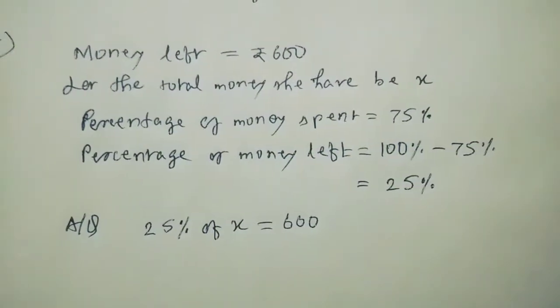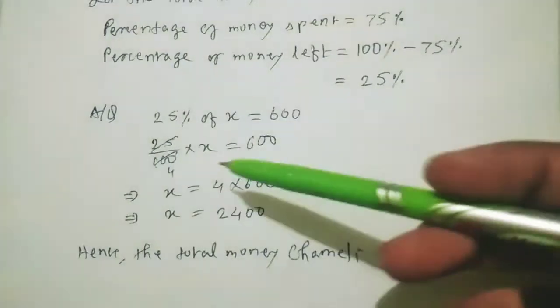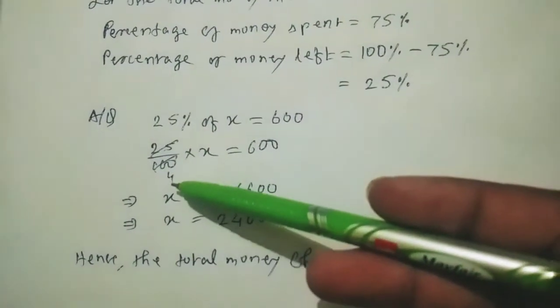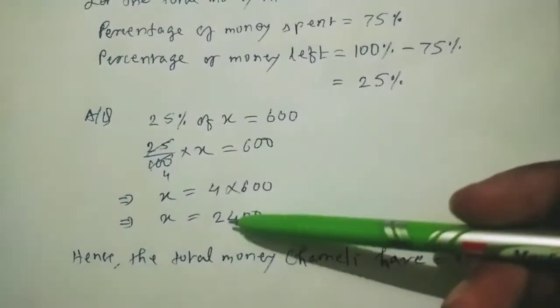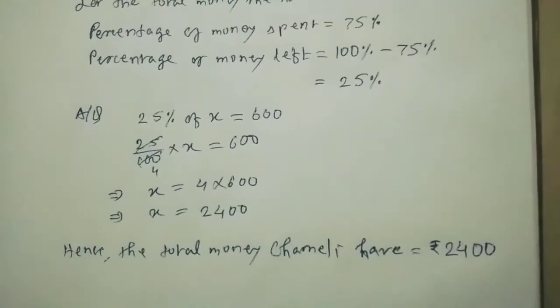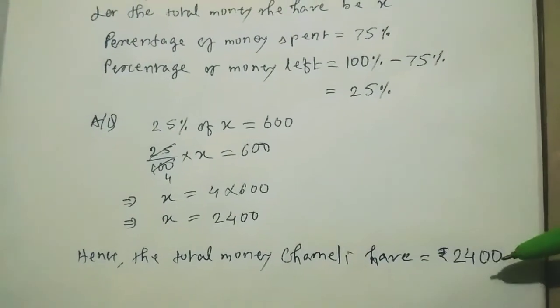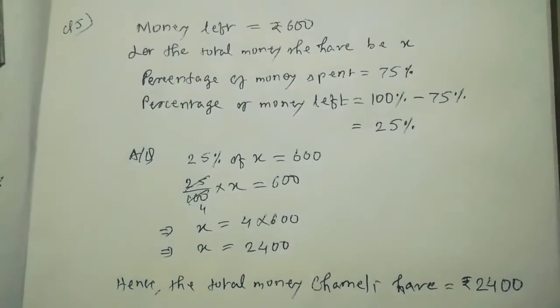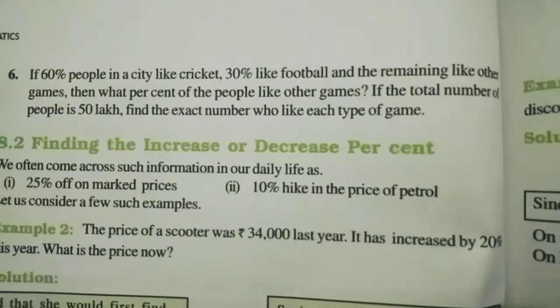Now solve the equation. 25 by 100 into x equals 600. So 25 and 100 cut, and x equals 4 into 600, which is 2400. So the total money Chameli has is 2400 rupees. So this is the solution. Understood? Now question number 6, the last question.